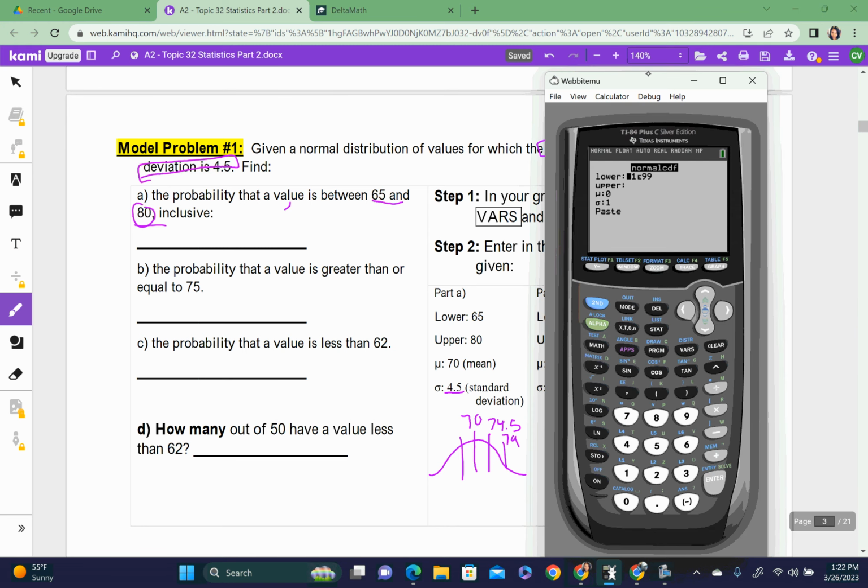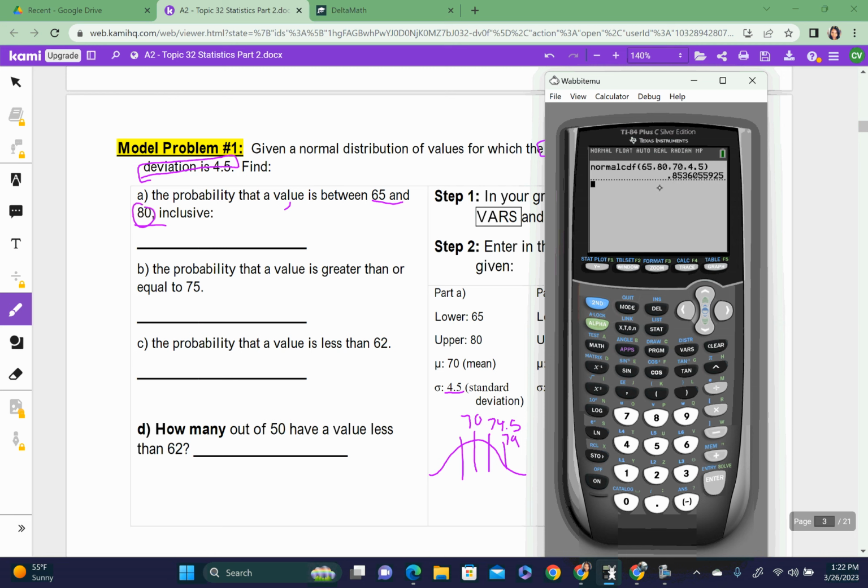It's the probability that a value is between 65 and 80. So let's take our calculator. Our lower is 65, they give it to us, and our upper is 80. So let's put 80 there. And then this symbol right here stands for our mean. We know that our mean is 70, so we could put that in. And then the last thing that they need from us is 4.5, which is the standard deviation. So let's put that in. You hit paste, hit enter again, and it gives you the probability.